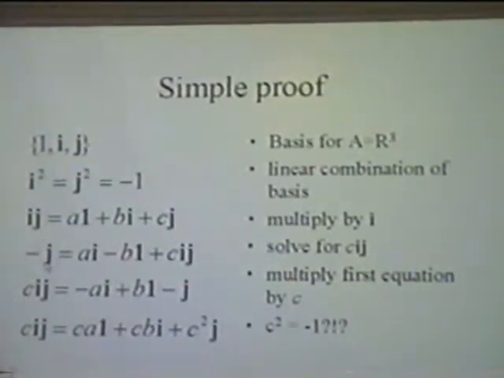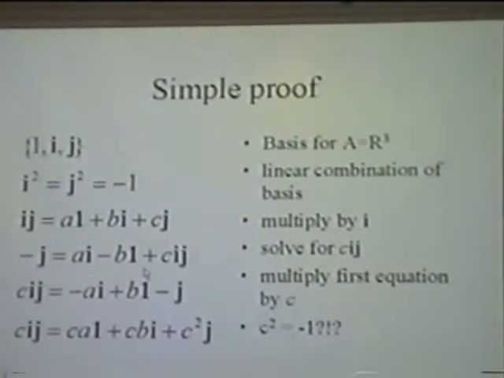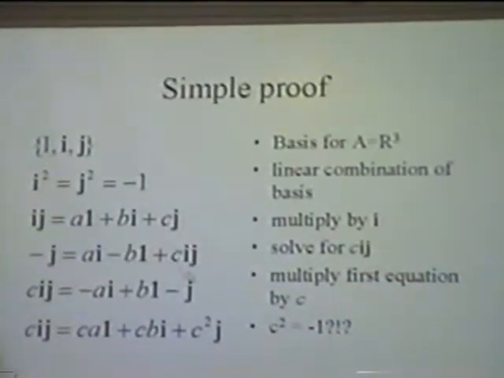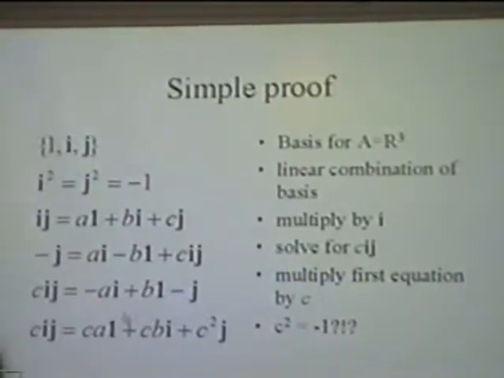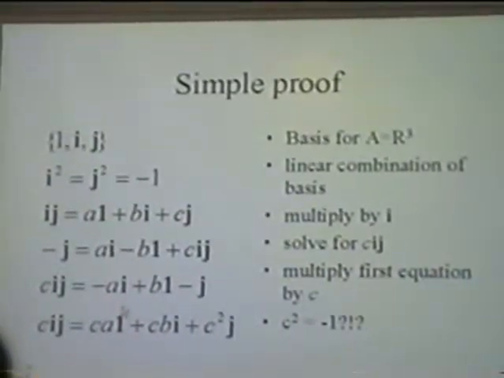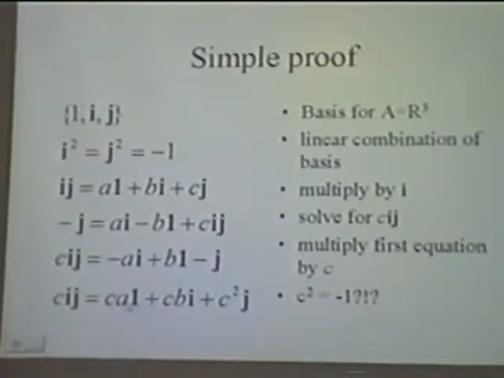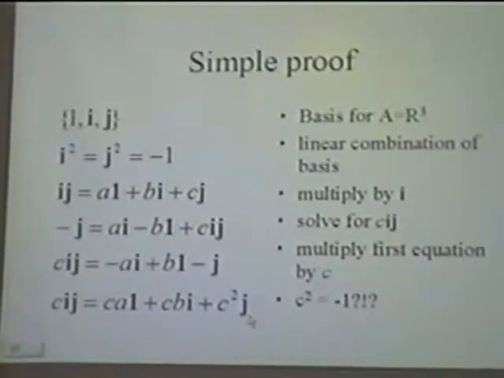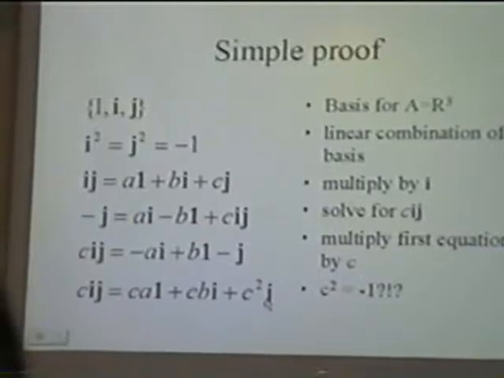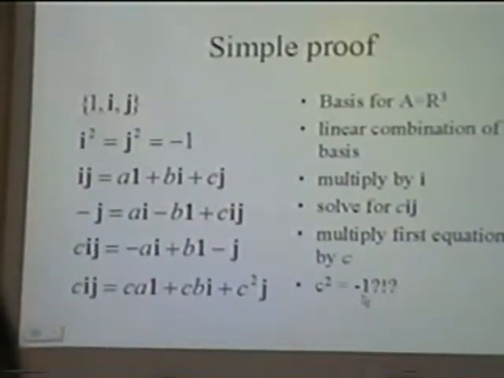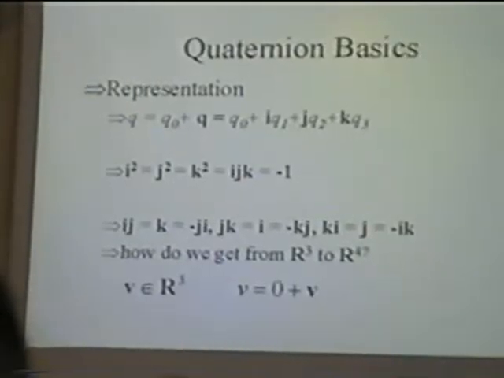And if you multiply this by I, with the property here, you get negative J is AI minus B times the identity plus CIJ, where A, B, and C are all real numbers. So if you solve for CIJ, you get this little equation down here. Okay, we're good so far. But let's say you multiply this first equation again by C, you end up with this equation down here. And if you compare the components of these two equations, you find that C squared must equal -1. Well, C squared is a real number, that's a problem. So that's why it can't work in R3.